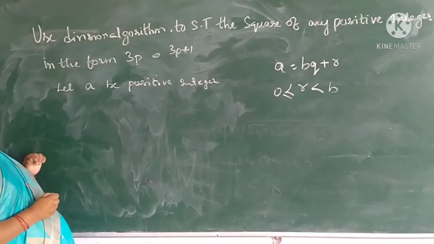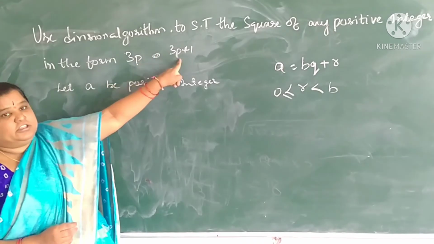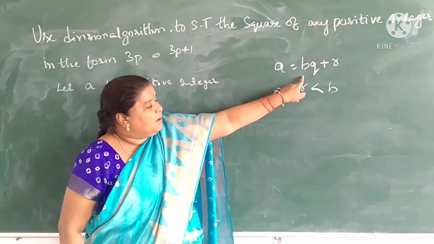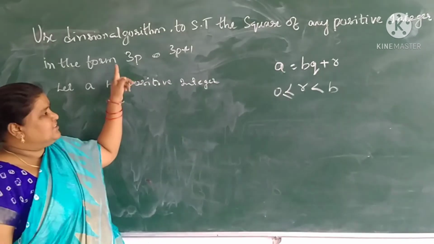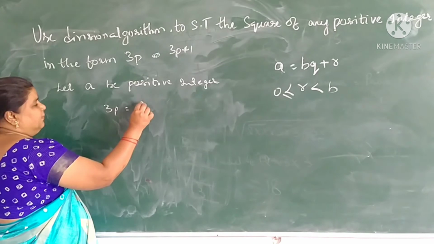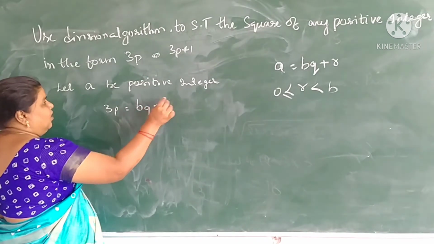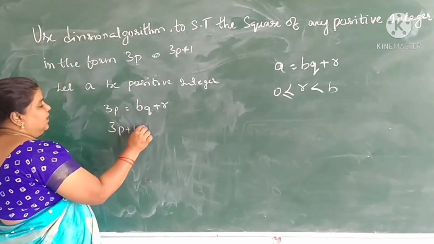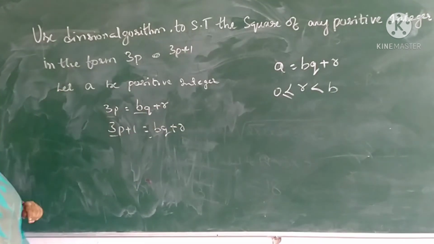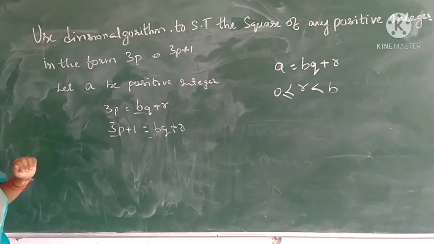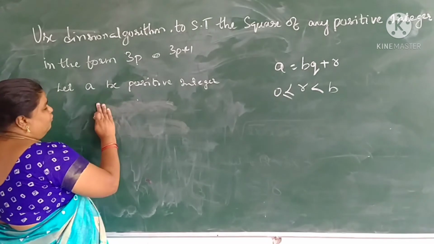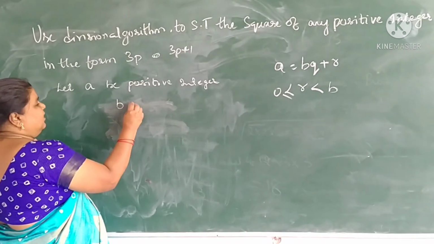Now what is b? So here 3p or 3p plus 1. If you are comparing 3p with bq plus r, or 3p plus 1 with bq plus r, our b will be the 3. So we can take the value of b as 3.